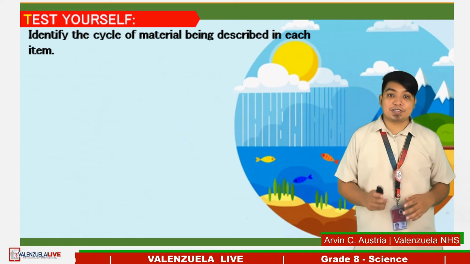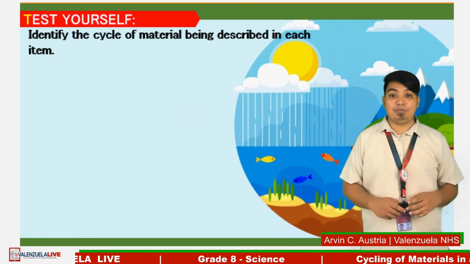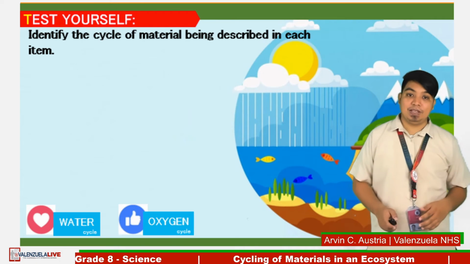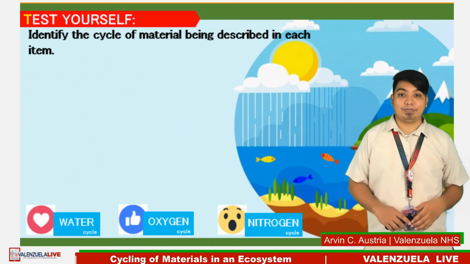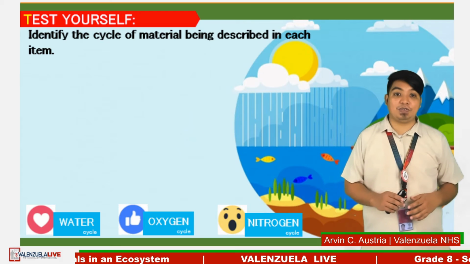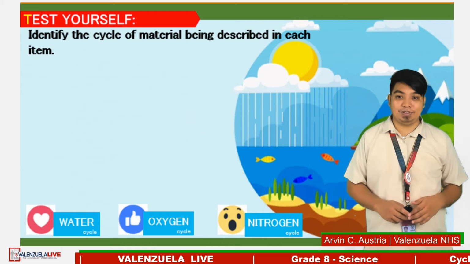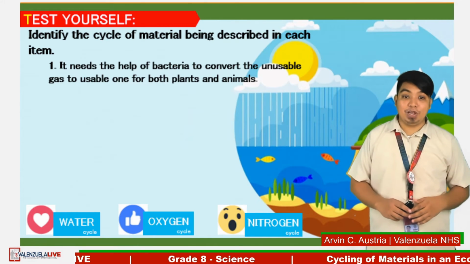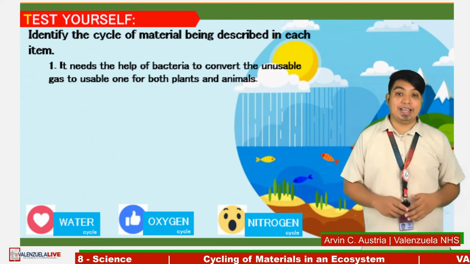To answer, just click on the react button that corresponds with the event in the cycle of material in the ecosystem. Tap heart for water cycle, like for oxygen, and wow for nitrogen cycle. I will read the statement or the sentence. Then 5 seconds is given for you to think, and after that, you may click on your chosen reaction. Number 1, it needs the help of bacteria to convert unusable gas to usable one for both plants and animals.